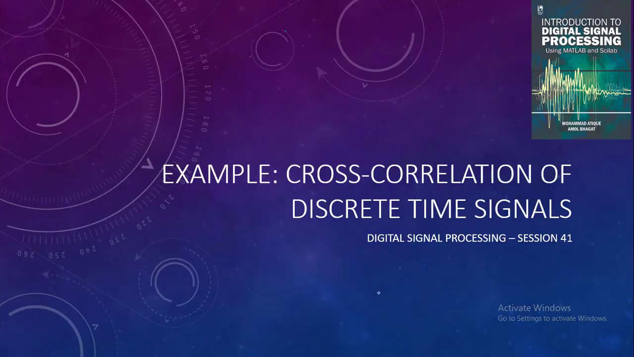In the previous session, we have seen cross correlation of discrete time signals. We have discussed the two types of correlation, that is cross correlation and autocorrelation. We have also seen that to identify or compare two discrete time signals, we can use the correlation operation. So today we'll go through one example. We'll try to solve that example and identify the correlation result of two different signals. That means we are identifying the cross correlation.